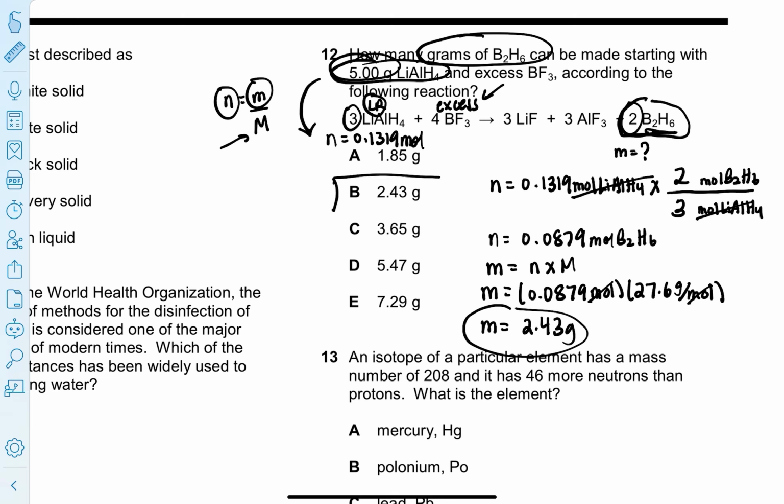So the answer to this question is B. That's how we solve a stoichiometry mole ratio kind of multiple choice problem. I hope that helps.